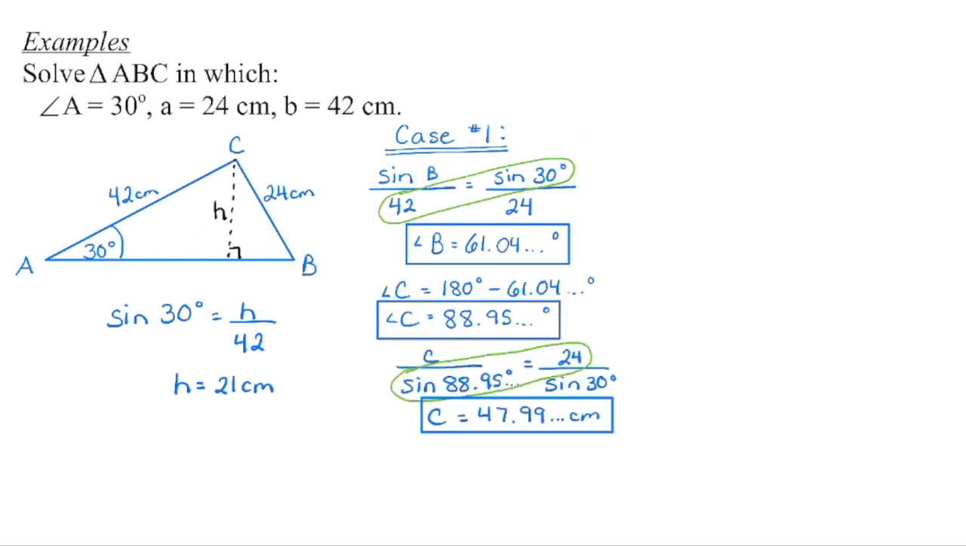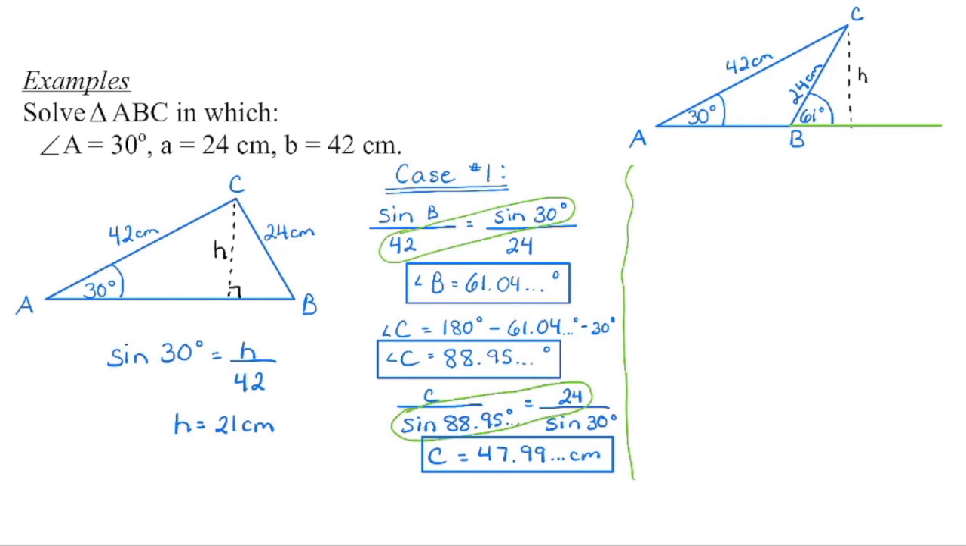In order to solve for the last side, we can see that side C is opposite angle C. So again, we can use the sine law, and now we've solved the triangle. We have 3 angles and we have 3 sides. And now we have to solve for the second case.